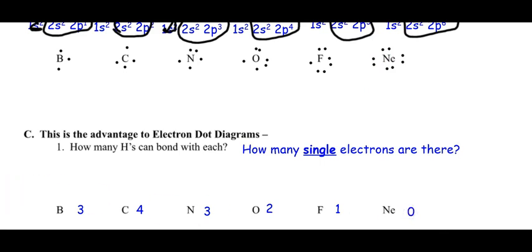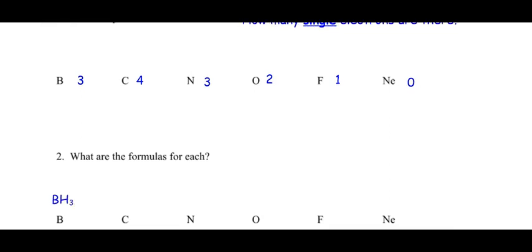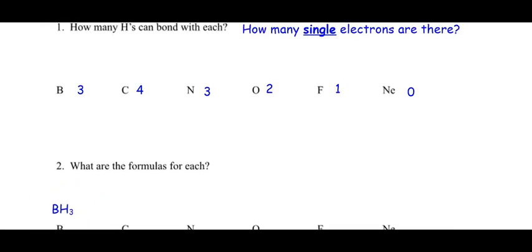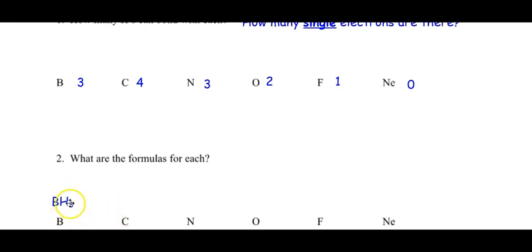So finally, what are the formulas for each of these? In the case of boron, what's the formula for boron? BH3, right? Because what was the question here? How many hydrogens can bond with them? In the case of boron, I can have 3. So what do you think the formula for carbon and hydrogen is going to be? Ready? CH4. That's right. What's the formula with nitrogen? How many hydrogens are going to bond with nitrogen? It is 3.